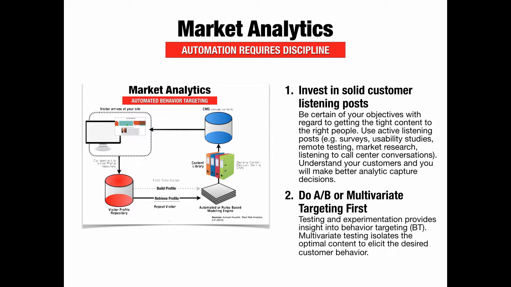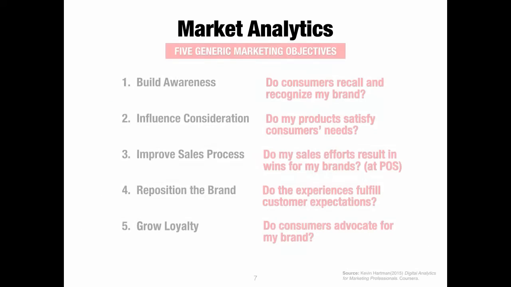Secondly, we must do A/B or multivariate targeting first. A/B means I put up an A option and a B option, and I measure which one worked better based on a customer inquiry. Testing and experimentation provides insight into behavior targeting. So that first part is kind of the intuitive understanding. The second part is really breaking that down into specific kinds of actionable behavior measures. And that's really where this starts to make some sense to everybody.